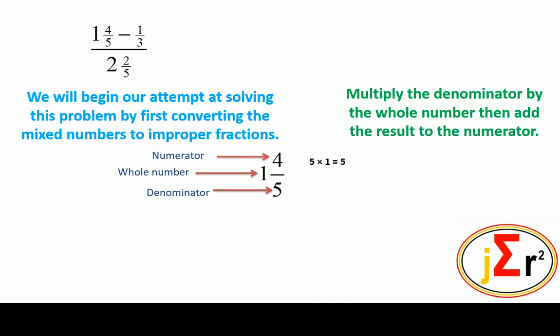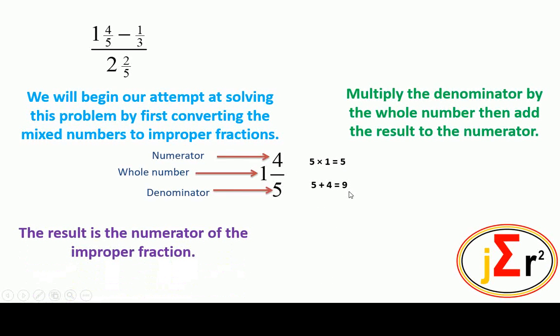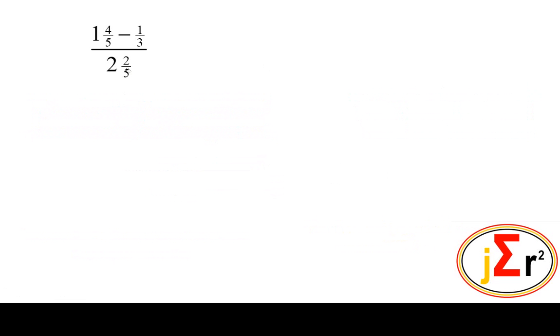So first we multiply the denominator by the whole number, and of course we have them labeled. So it is 5 times 1, which is equal to 5. Then we will add the result to the numerator. The numerator is 4. 5 is then added to 4. The result is 9. Now that 9 will be the numerator of the improper fraction, and the denominator will be the same as before. We don't need to take a second go at this one because we have a second mixed number right here. So our second chance will be taken on this one.